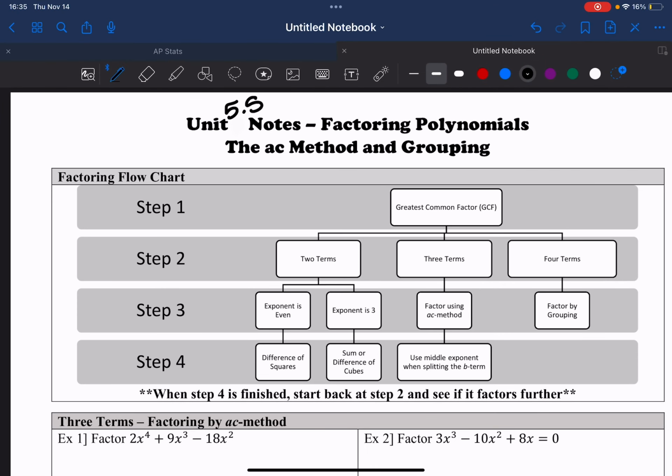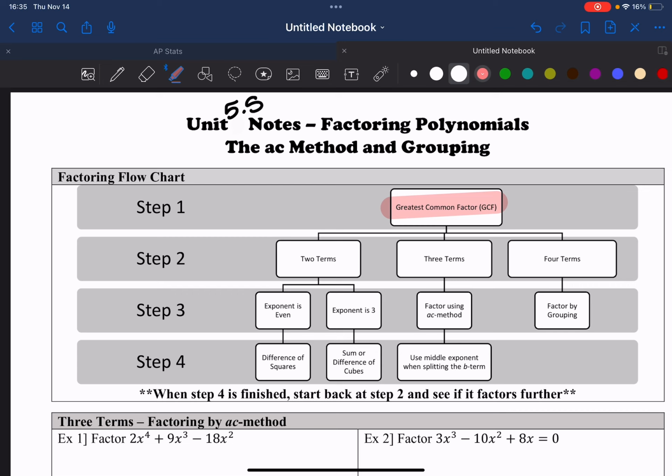Okay, this is Unit 5.5 notes, factoring polynomials. First up, we have a flow chart to show us the steps in the order we would go in to factor this. The main thing here is you have to know to always start off by taking the GCF, and then depending on how many terms there are is where we're going to start.